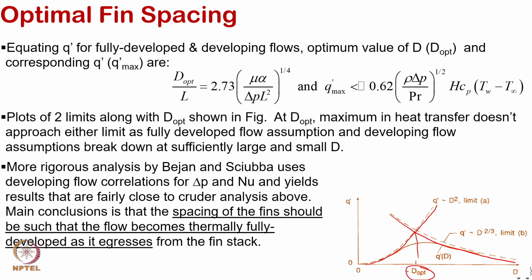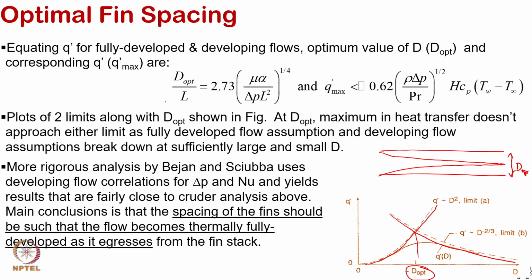One of the beauties of this solution is that it gives us an intuitive solution. What it says is that the boundary layers should grow in such a way that they merge right at the exit, very close to the exit of the heat sink. So that is the solution essentially: your boundary layer should merge just before the exit of the heat sink. That's when the optimum spacing is, this d optimum is where the boundary layers merge just before the exit of the heat sink.